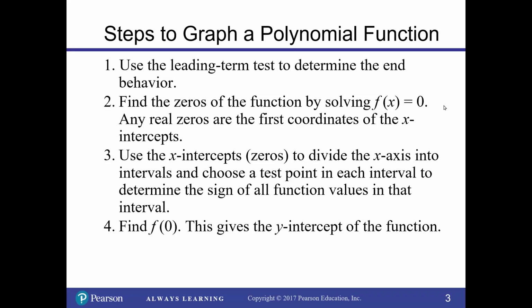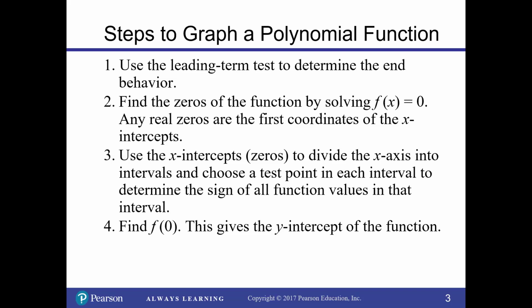So to graph a polynomial, we're going to use the leading term test to determine the end behavior. We're going to find the zeros of the function by solving f for 0. Any real zeros are going to be the first coordinates of the x-intercepts. When we talk about x-intercepts, it's always something, 0, like 3, 0. Well, then 3 would be a zero of the polynomial. We're going to use x-intercepts to divide. This is an alternate way of, instead of using multiplicities, you can divide the interval using those zeros.